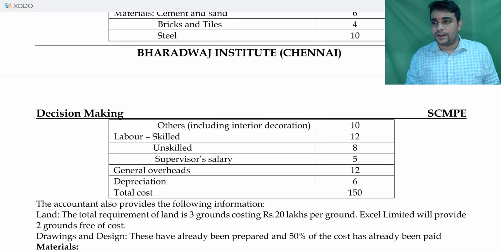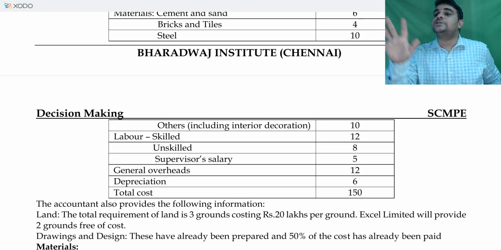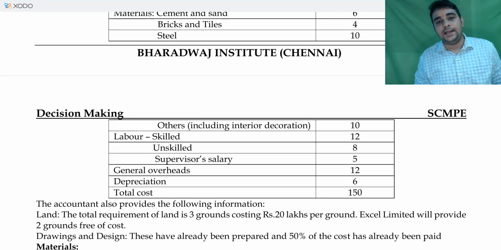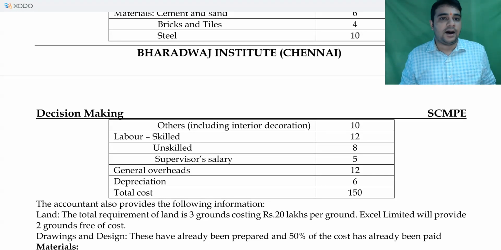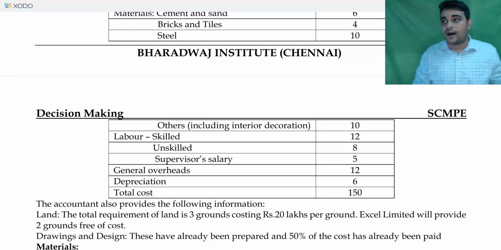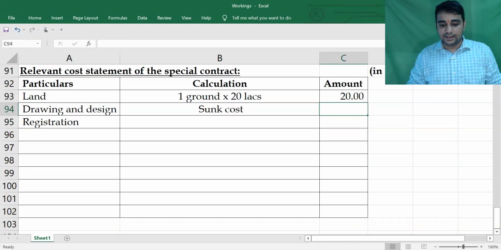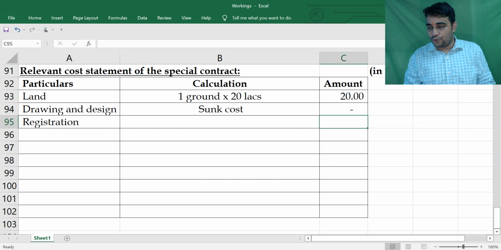0 or 3.5? Anyone feels it's 3.5? It is 0. Payment of an expense does not decide whether it is relevant or irrelevant. I am least bothered whether the payment is made or not. If payment is not made, I'll have to make that balance payment, whether I accept the contract or I reject the contract. Technically, it is sunk cost, and the amount is 0.